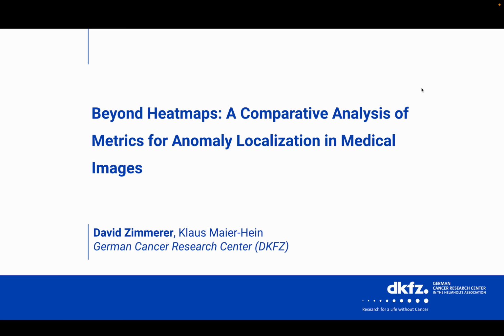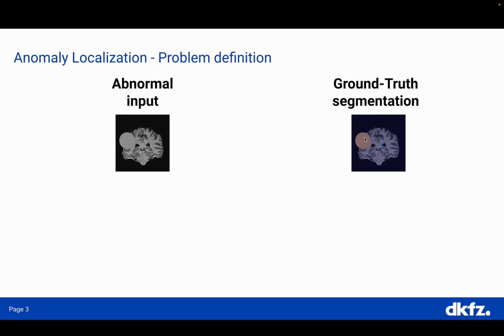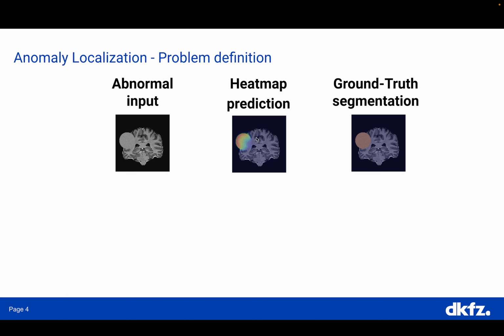Our work, Beyond Heat Maps: a comparative analysis of metrics for anomaly localization in medical images. Usually in anomaly localization you get an abnormal input for which you have a ground truth segmentation, a binary segmentation for each pixel. However, due to historical reasons, most anomaly detection tasks return a prediction heat map highlighting, or hopefully highlighting, the abnormality. So how can we align those?